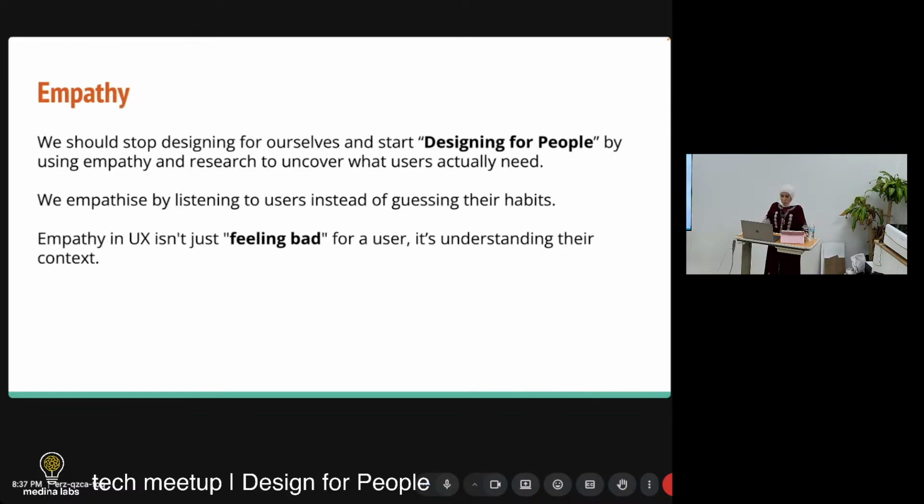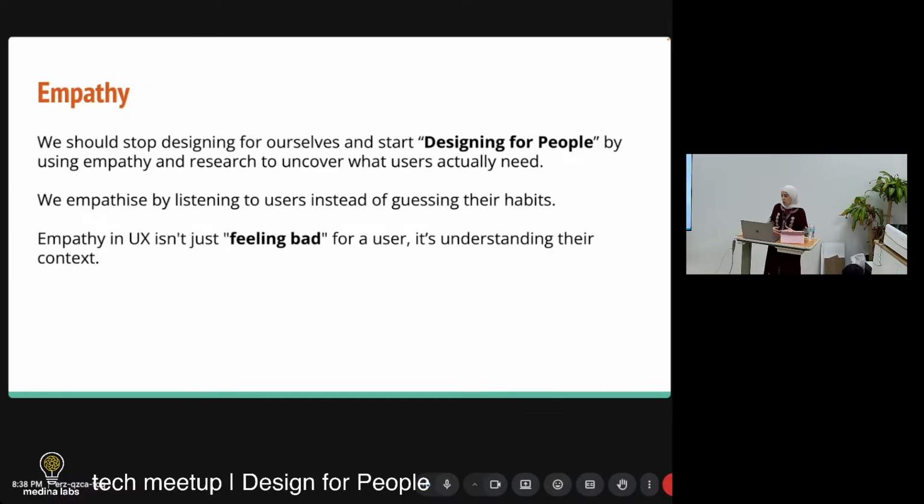Empathy is very important when you design things, because you want to design for people, you want to empathize with them, and use empathy and research to uncover what users actually need. With empathy, you need to listen to the users, what they want, what their frustrations and pain points are, instead of guessing their habits. Empathy is not just about feeling bad for the user, it's understanding their context. And by understanding their context, you also have to think about the environment they are in at that moment.